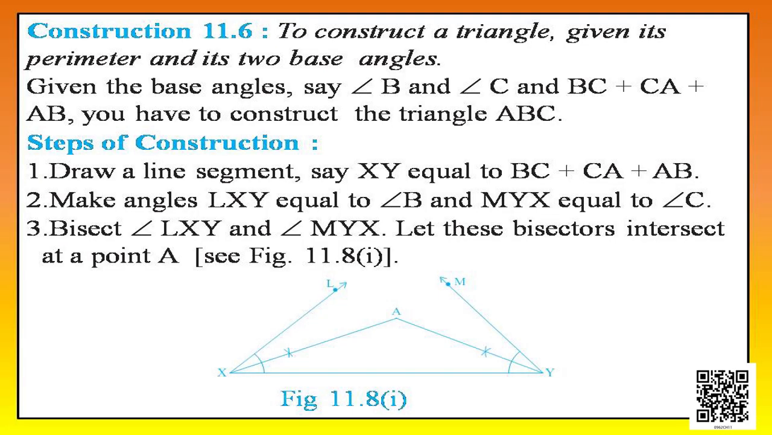Let us now discuss construction 11.6. Okay, in construction 11.6, we need to construct a triangle given its perimeter and its two base angle. Okay, so let us proceed with the construction. Students, we will discuss construction 11.6 through question number 4, that is given in exercise 11.2.